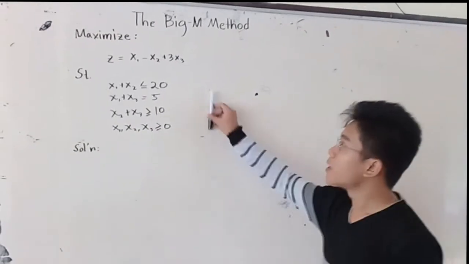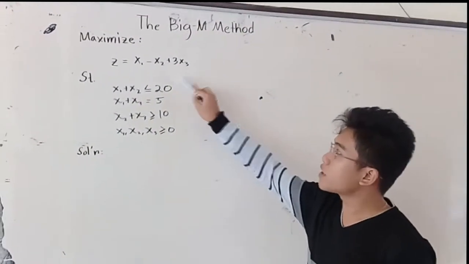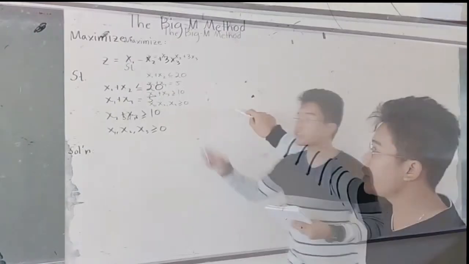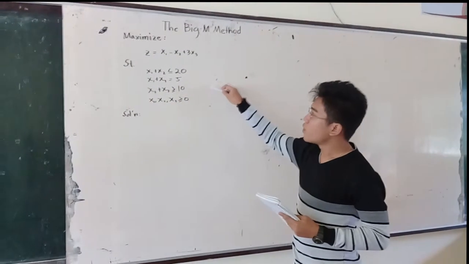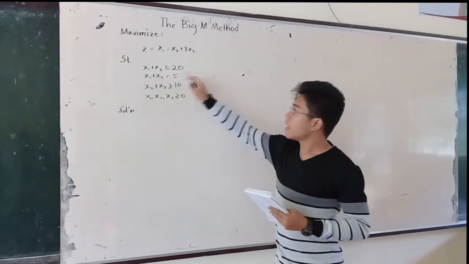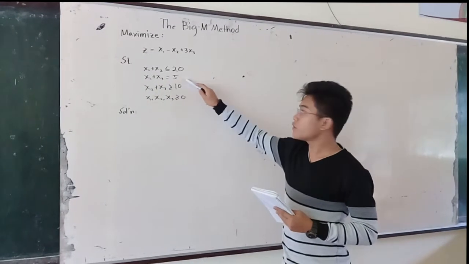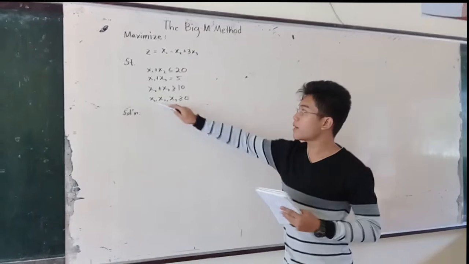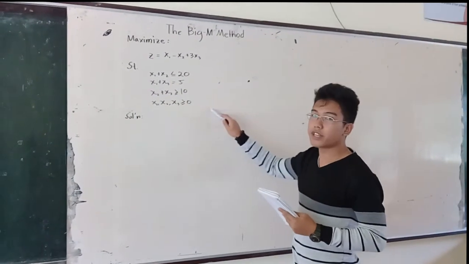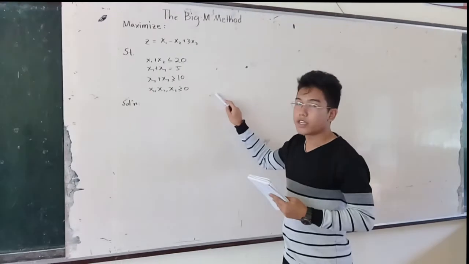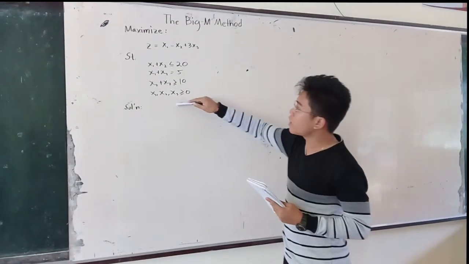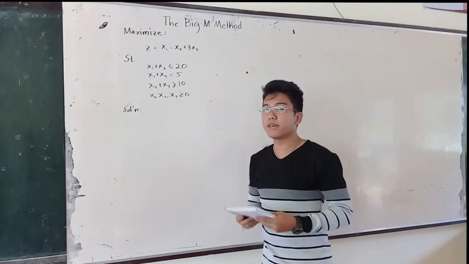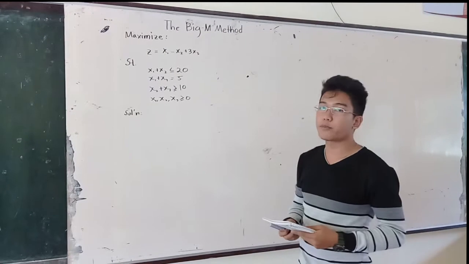Now, here's the problem. Maximize z is equal to x sub 1 minus x sub 2 plus 3x sub 3, subject to x sub 1 plus x sub 2 is less than or equal to 20, x sub 1 plus x sub 3 is equal to 5, and x sub 2 plus x sub 3 is greater than or equal to 10, wherein x sub 1, x sub 2, x sub 3 are greater than or equal to 0. Here you notice that the signs of inequality and equality are different, right? That's why we cannot simply use the simplex method in getting the optimal solution of the problem.